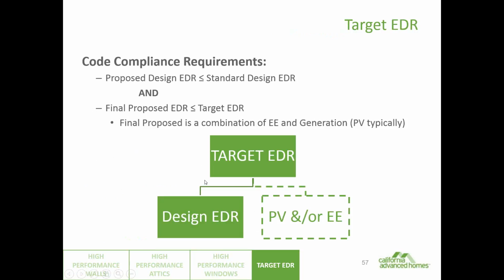Now, again, these solid green ones are like minimum thresholds, so you can't just throw a bunch of PV on and get the house to comply. The code does not allow that, and PV offset credits are going away. So you're still going to have to meet your design EDR requirement, but then this target one, you can do with either efficiency or PV. And I want to just pause there. To me, it's a little difficult to understand, but there are just going to be 2 thresholds for code now.